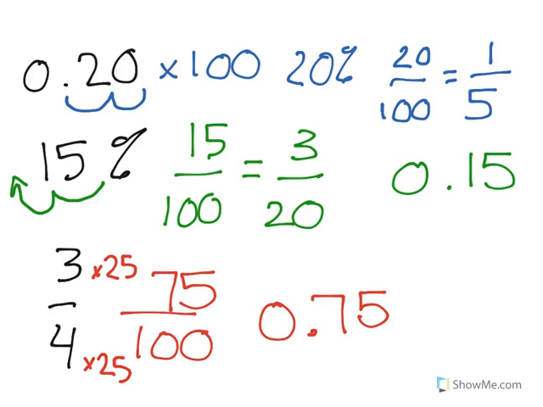Now that I have it in a decimal, in order to get to a percentage, I'm going to do the same thing, multiply by 100, move the decimal 2 spots to the right, and that gives me 75%.